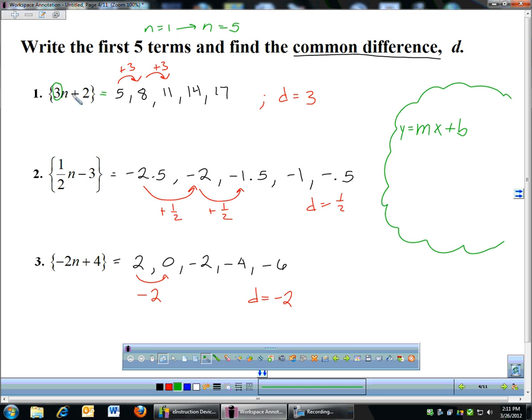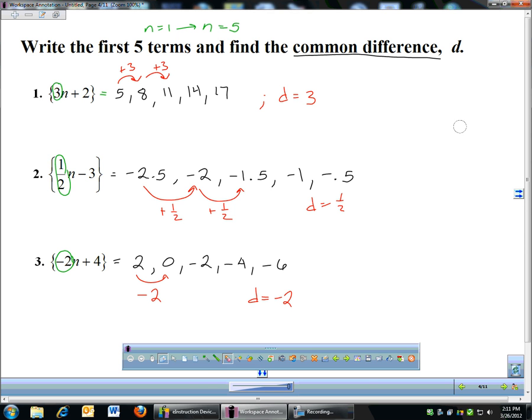That's what the slope was. The difference was 1/2. That's what the slope was. The difference was negative 2. That's what the slope is. So when you're writing formulas for an arithmetic sequence, an arithmetic formula resembles slope-intercept form.